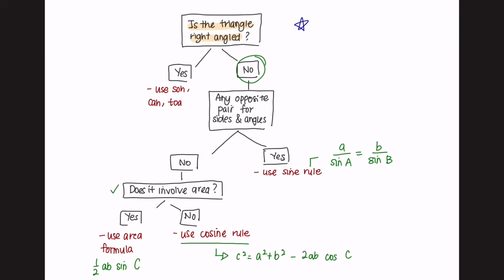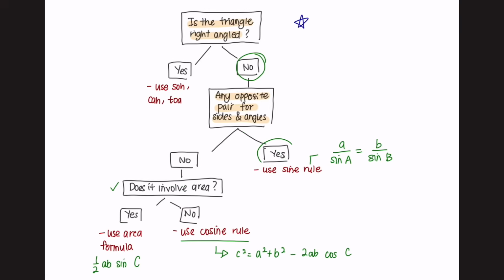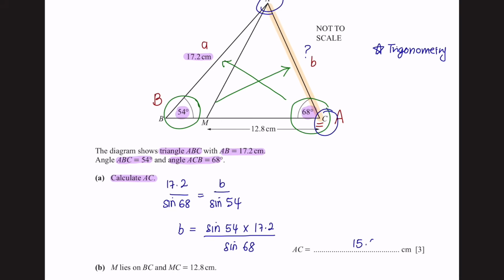And the next question would be, is there any opposite pair of sides and angles? We have one angle and we have the opposite side for this angle. And then we have another angle and we're looking to find the opposite side of that angle. So yes, we have an opposite pair. That means we are going to use the sine rule. You should always label the angle as uppercase. So if this is an uppercase A, the opposite side of that angle would be lowercase a. If this is uppercase B, then the opposite side would be the lowercase b. So just substitute the values and you will get b equals 15 centimeters.